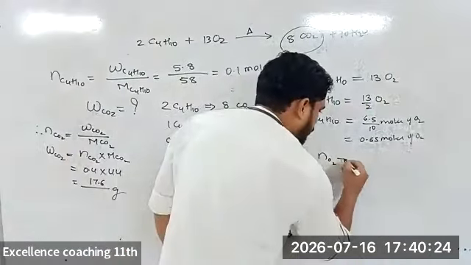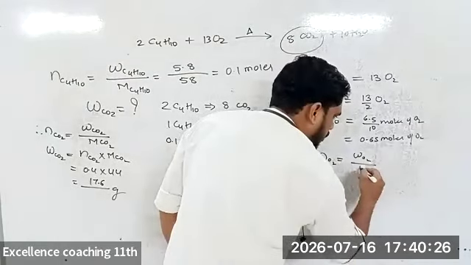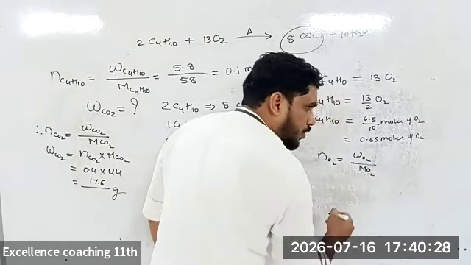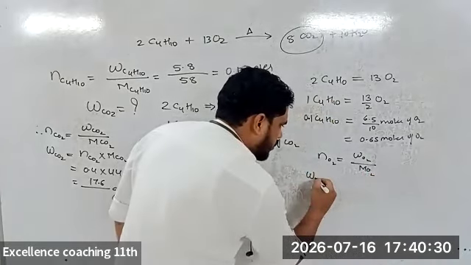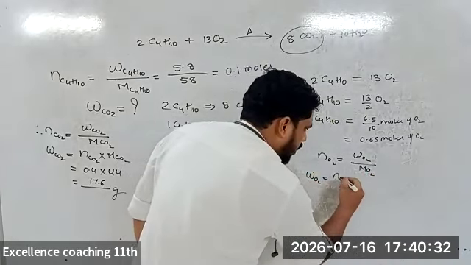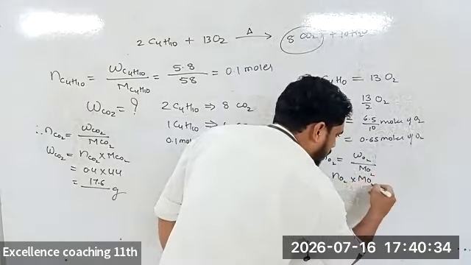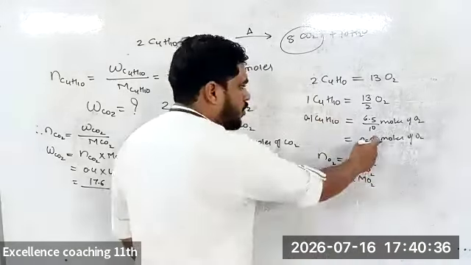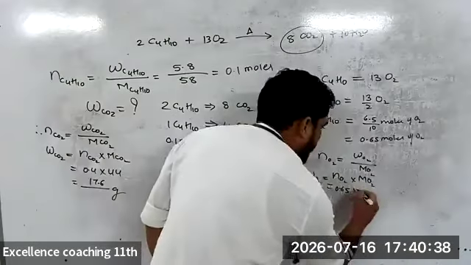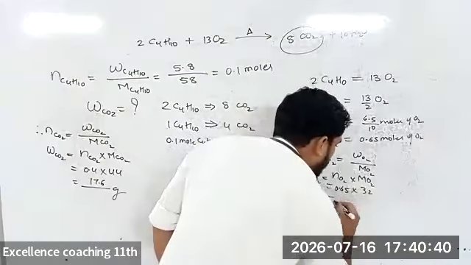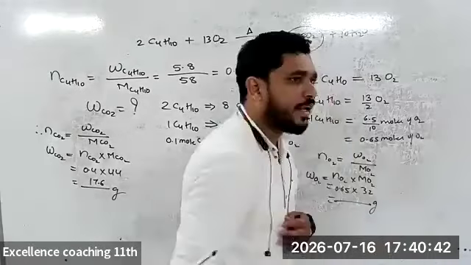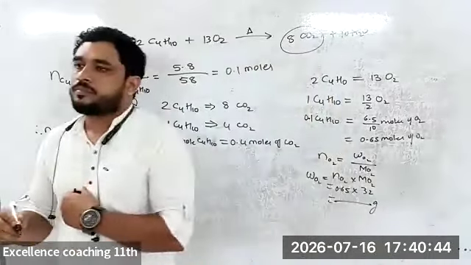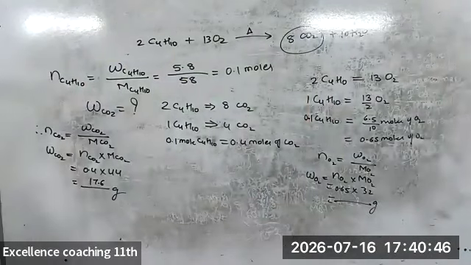Therefore, number of moles of O2 will be mass of O2 upon molar mass of O2. Therefore, mass of O2 will be equal to number of moles of O2 times molar mass. Number of moles I am getting 0.65 and molar mass will be 32. Solve this, you will get the answer in grams. Understood? See, if you know the concept, numericals are easy.